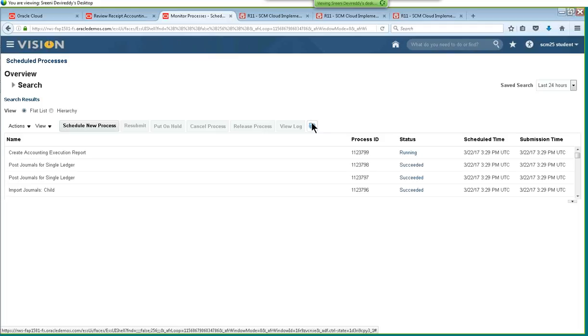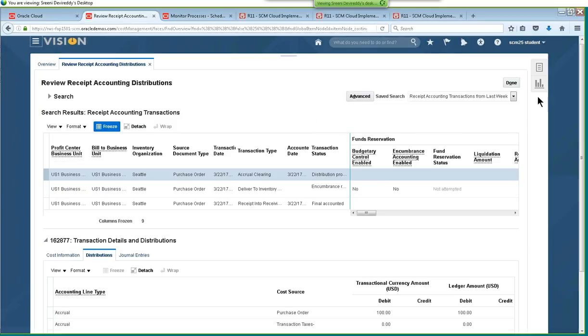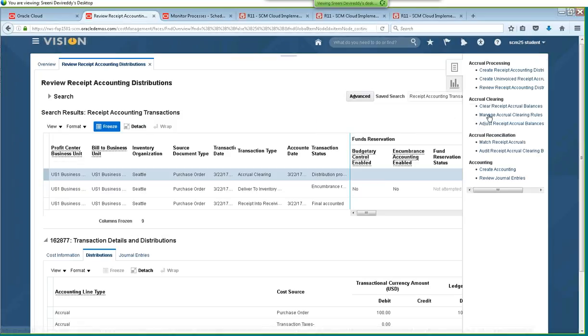Okay, it's still going on. Yeah, anyways, we don't have to wait for execution reports. So the process is done. So let's go and do the matching.